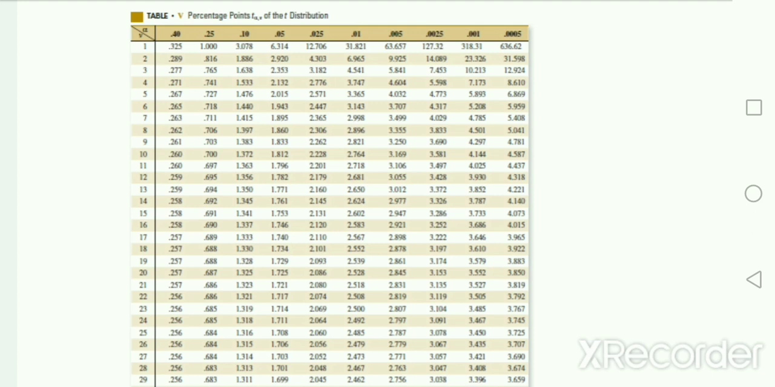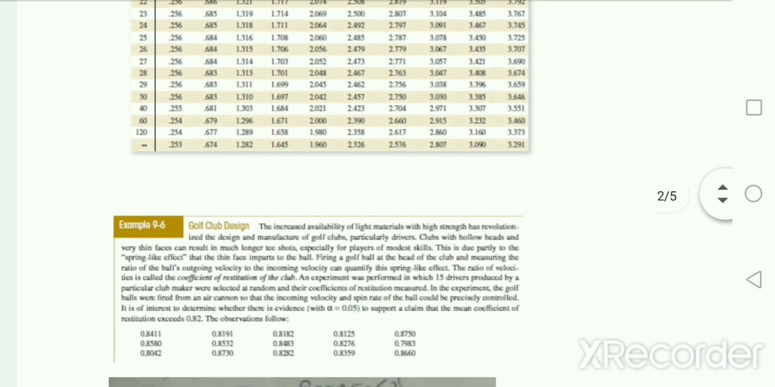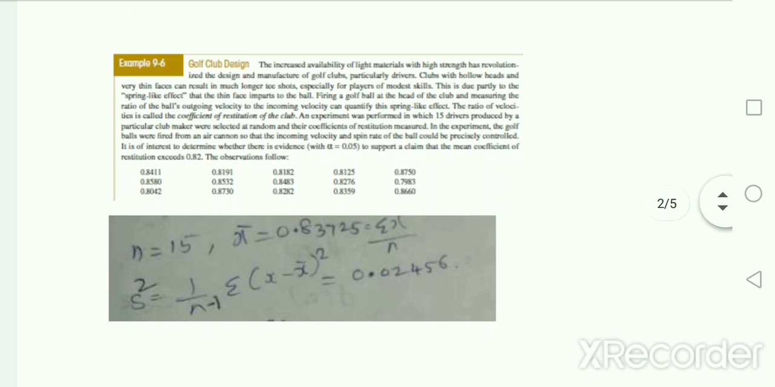Sometimes we have to use a two-sided test, here we have 0.025. Suppose alpha is 0.025, actually alpha by 2. If you need t 4 comma 0.025, that value is 2.776. Okay, now we see the example problem.